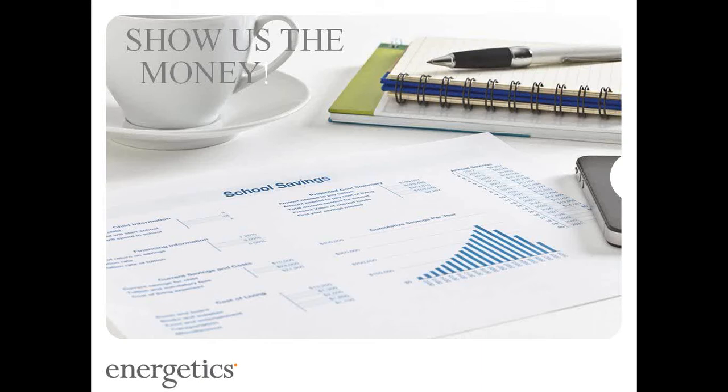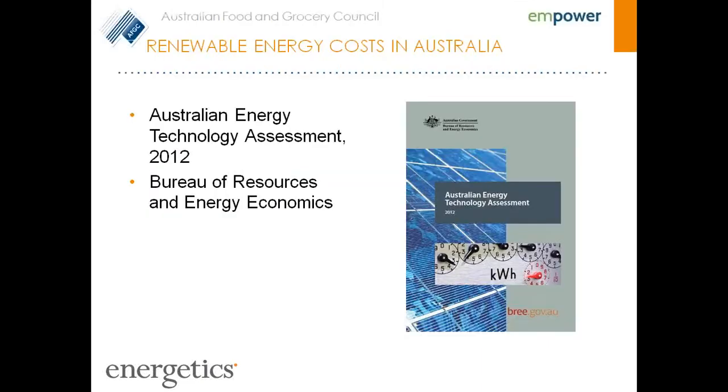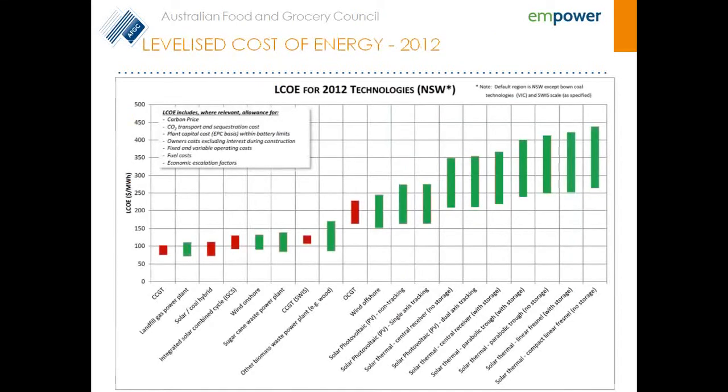Energy technologies. Now we're just going to have a quick look at how much they cost. The Bible for how much renewable energy costs in Australia is the thing I've got up there called the Australian Energy Technology Assessment. It's done by a Commonwealth agency called BREE, the Bureau of Resources and Energy Economics, and they put out this energy technology assessment which basically looks at the costs of various forms of energy.